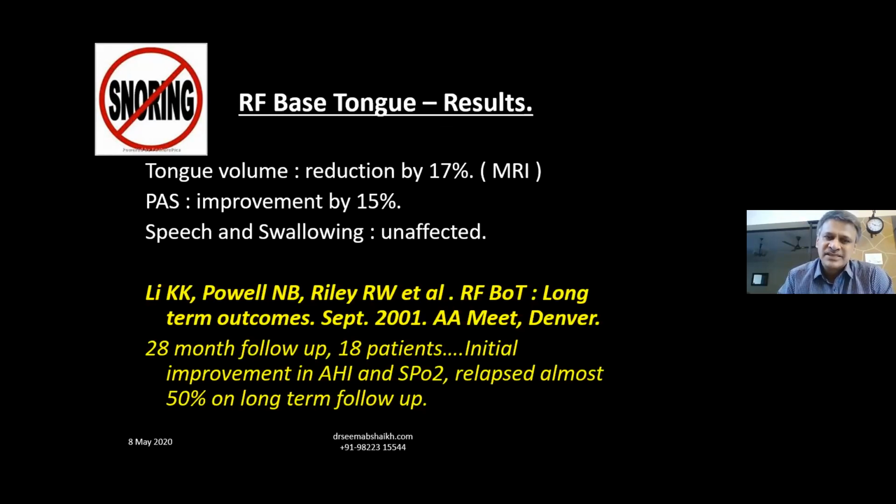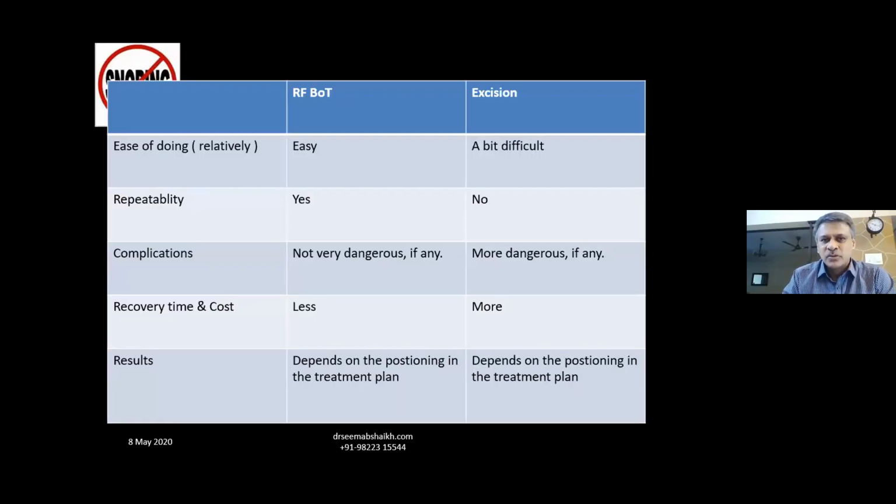And again, those results were published way back, that was 2000, 2001, same place, same timings almost. They were the same group, Riley, Powell, publishing the results at the American Academy meeting in Denver, where they had a long-term follow-up of about 2 years, and the initial improvement again relapsed by about 50% over a period of time. So why is this important?